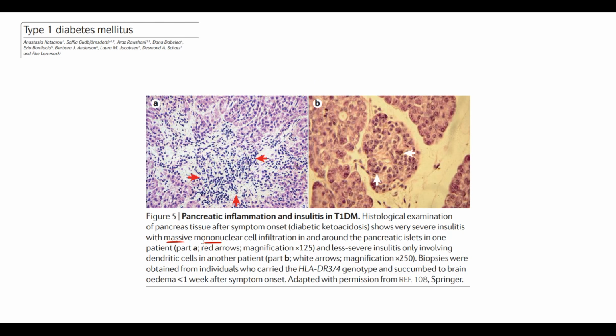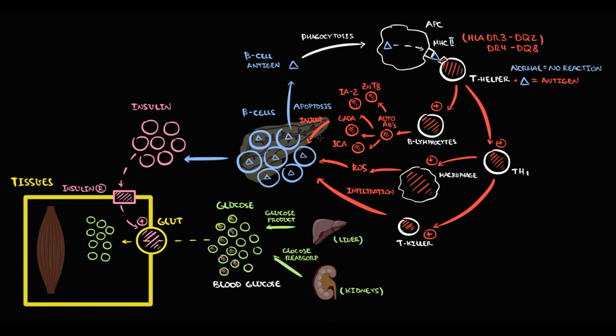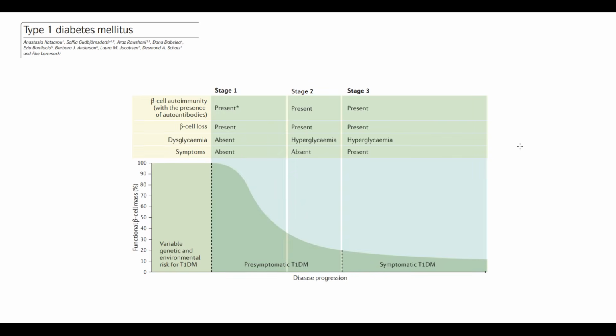On this image, we can see massive mononuclear infiltration of the pancreatic islets. And on the second image, there is also infiltration, but by the dendritic cells. Altogether, antibodies, macrophages, and T killers cause severe damage to pancreatic islets that results in death of pancreatic beta cells. And this point in pathogenesis of diabetes we call stage 1. So in stage 1, patient has autoantibodies against beta cells.